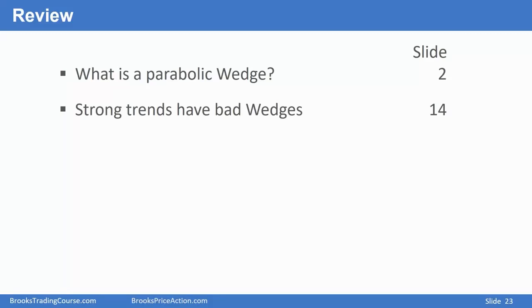I began by talking about parabolic wedges and how they can lead to reversals. I also talked about how strong trends are constantly forming wedge reversals, but if the channel is tight, those reversal attempts will be minor and become flags, and the trend will continue.